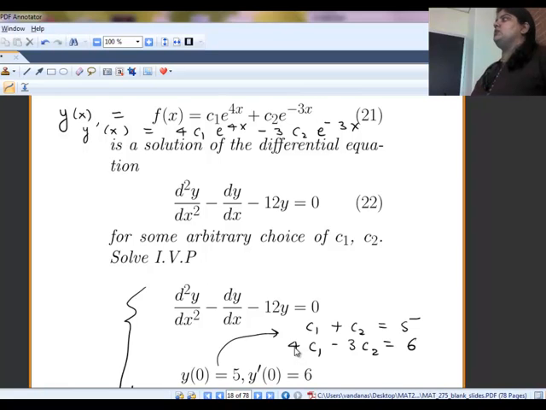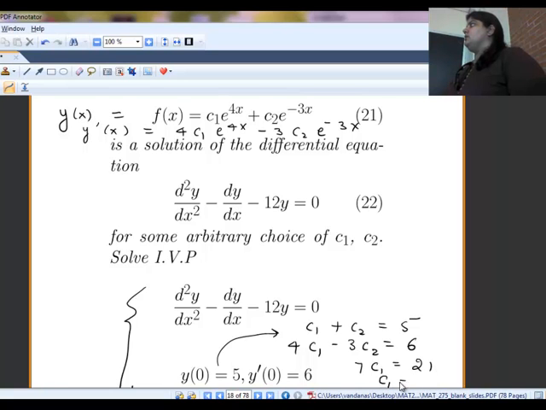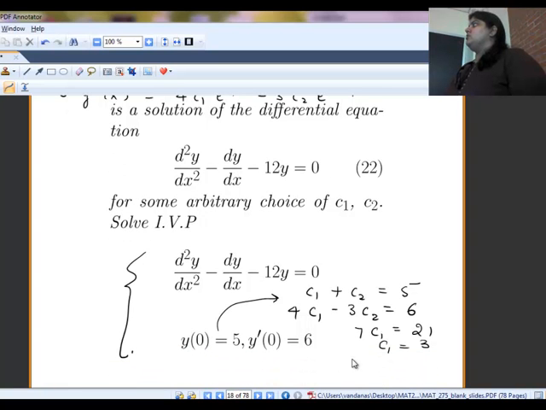Okay, so we have two equations, two unknowns. So how will you solve for C1 and C2? Yeah, elimination, that's it. Multiply this one by 3 and add it to this one. So 7C1 is equal to 21. You all are with me, right? So C1 has to be 3 and C2 will then be 2. So like this, now you have a unique solution of this differential equation.